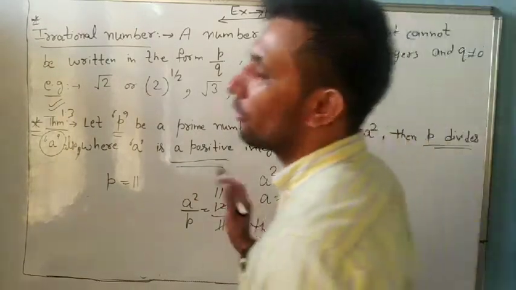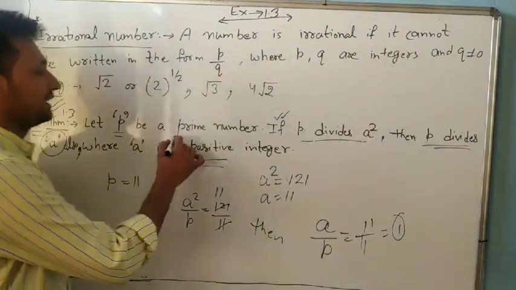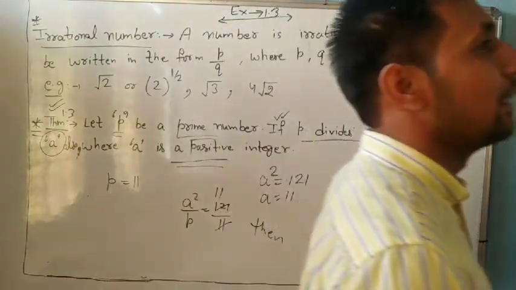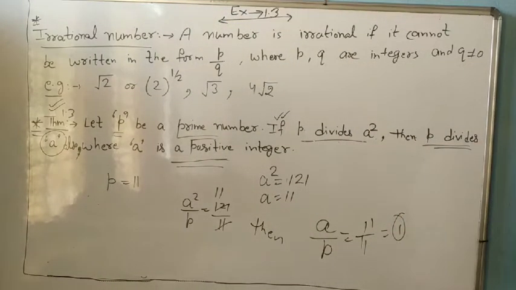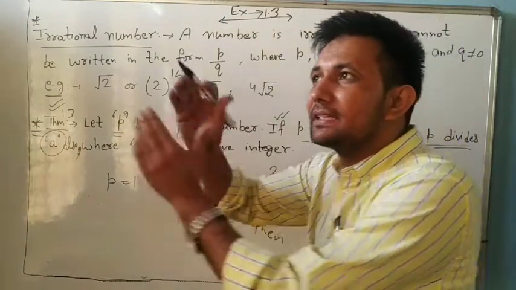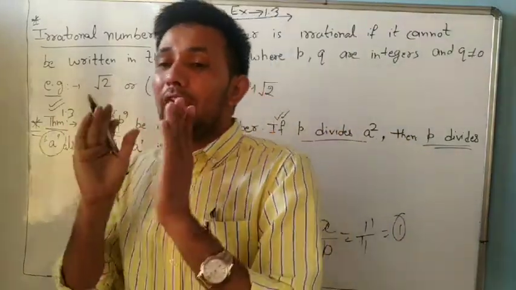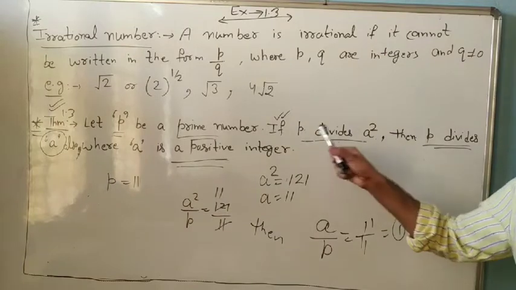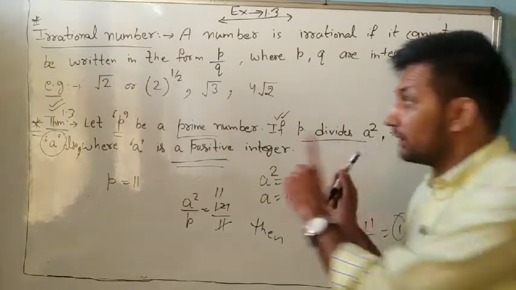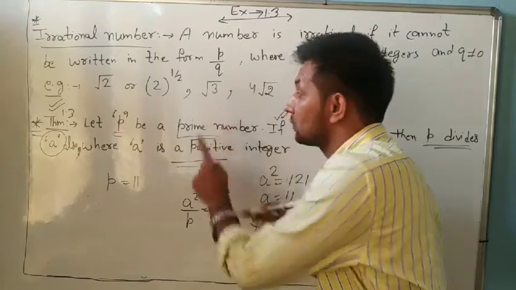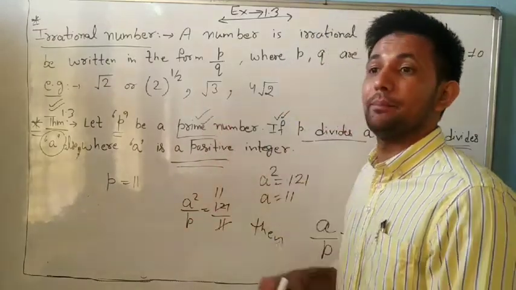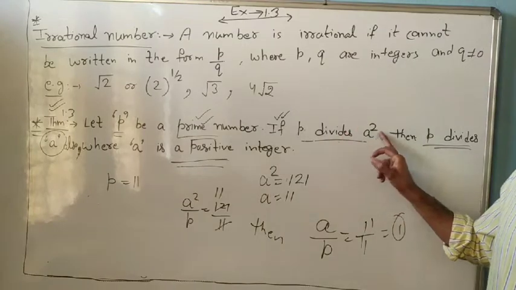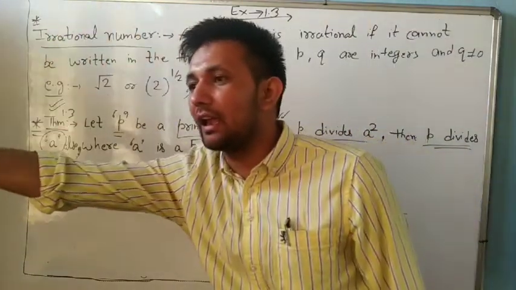So you have to remember only this. What is p here? p is a prime number. So always remember, p is not any number. If p is a prime number and p is dividing a square, this is the only case when p is prime: if p is prime and if p divides a square, then p divides a also.